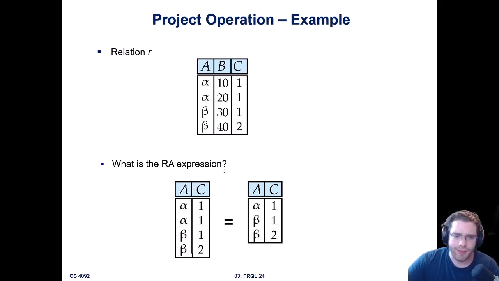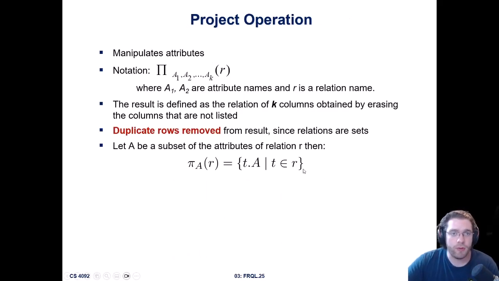We get an expression at the end here where we take our original table, or a slice of it, of A and C, and then it gets reduced into A with an alpha and two betas and 1, 1, and 2. Okay, so this projection operation is a bit interesting because it's going to manipulate the attributes that we have.